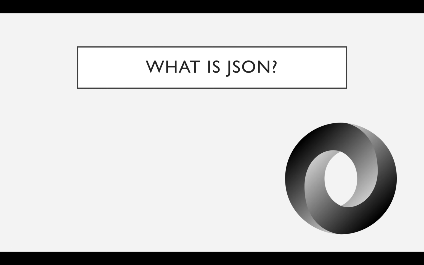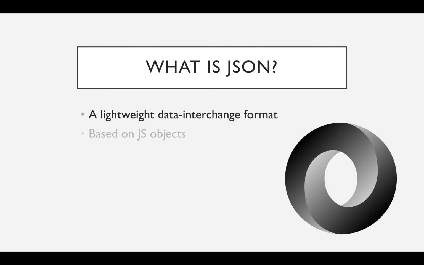So what is JSON? This right here is the logo that they use for JSON. JSON is a lightweight data interchange format. It's based on JavaScript objects, and it stands for JavaScript Object Notation. So basically, it's used to send data back and forth to a server as text.